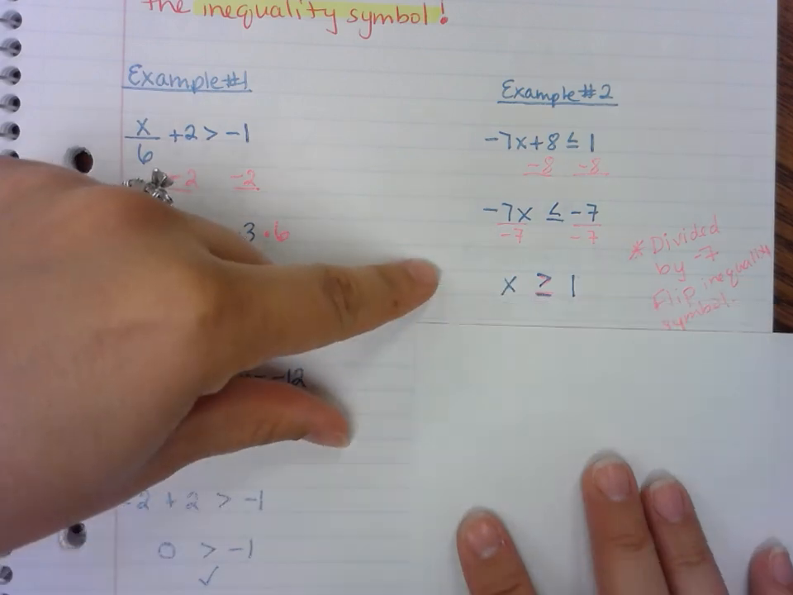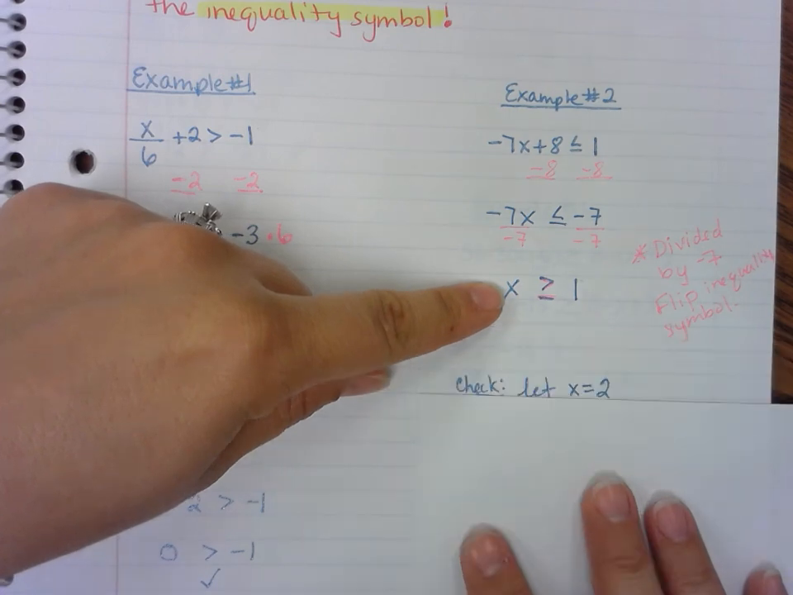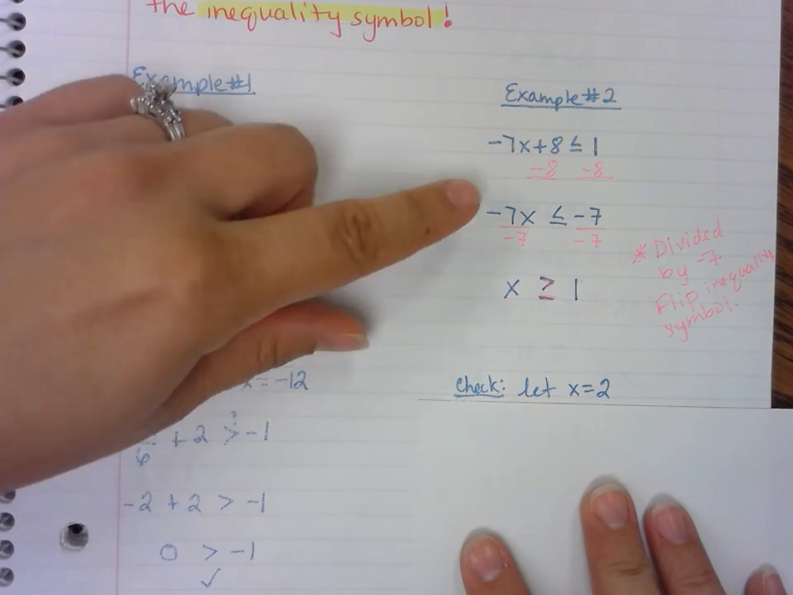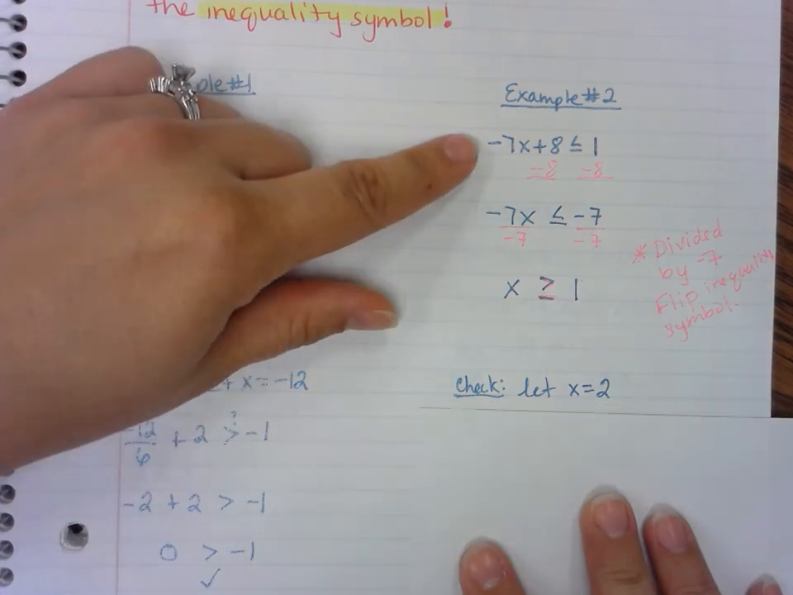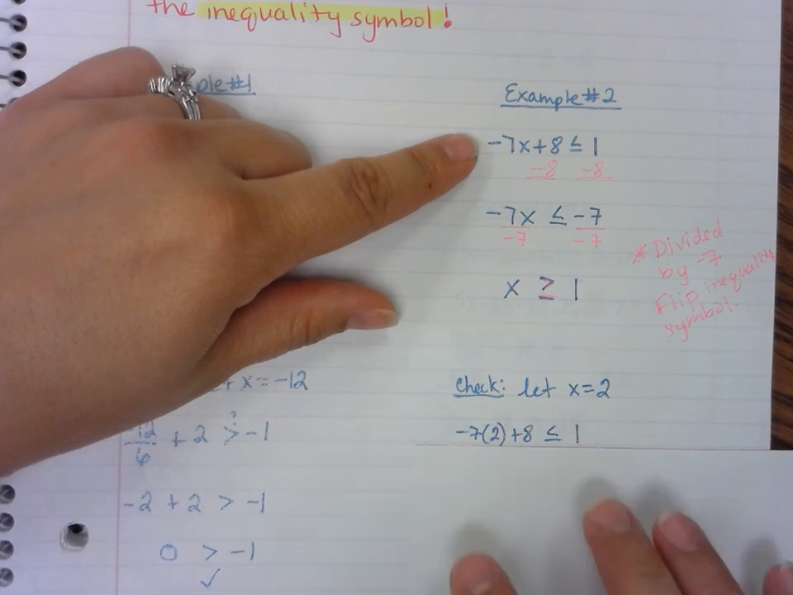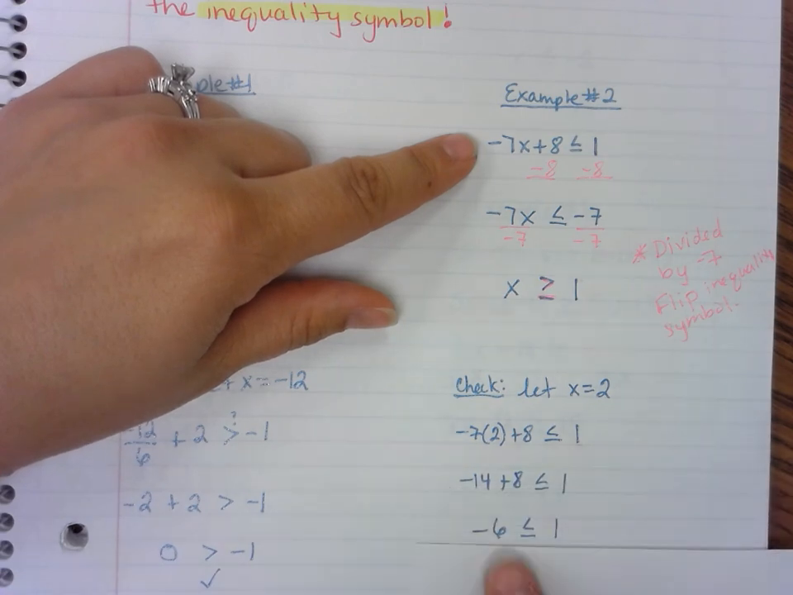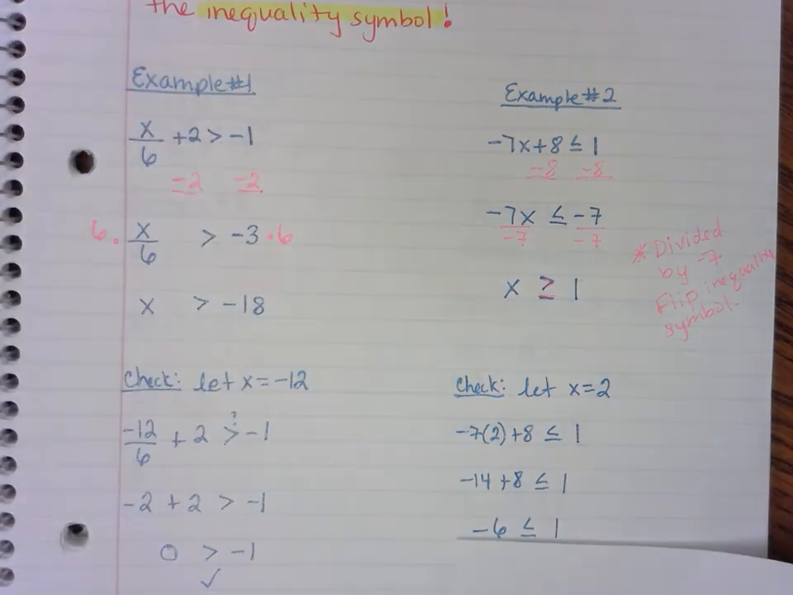And now to check our solution, we'll pick something greater than or equal to 1. I chose 2. We plug it into the original problem: negative 7 times 2 plus 8, and we want to check to make sure that it is less than or equal to 1. Well, negative 7 times 2 is negative 14, and negative 14 plus 8 is negative 6, which is less than 1. So these are basic examples that we're looking at in order to solve.